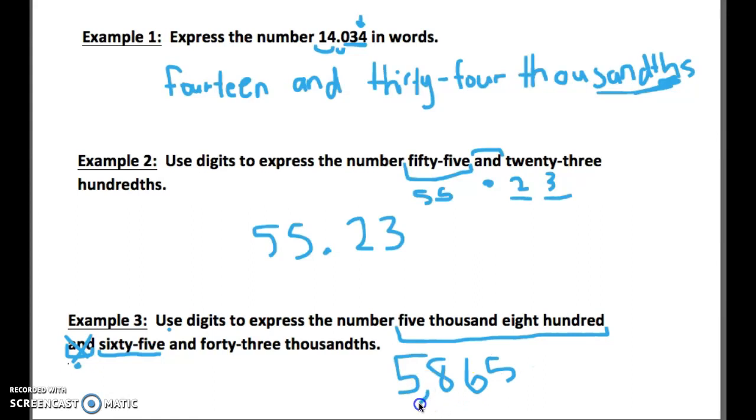Okay, now here's the "and," that's my decimal. So that's a good thing to watch out for, you guys. Make sure the "and" comes before the word with the "th" in it. 43 thousandths. So there's my tenths, hundredths, thousandths. I need to put my 43 in the thousandths spot, and I'll put a 0 to fill the empty slot there. So there's my answer, 5,865.043.